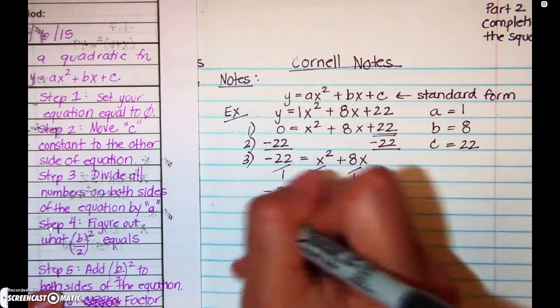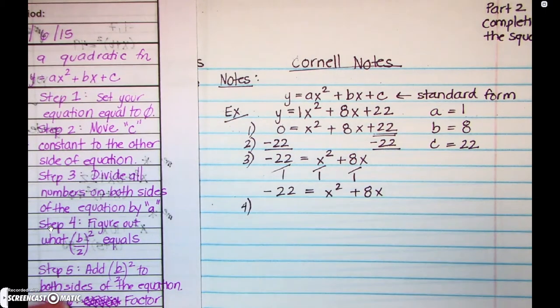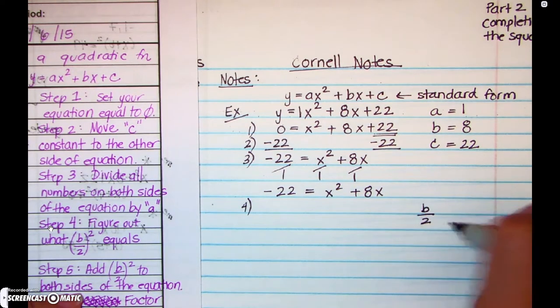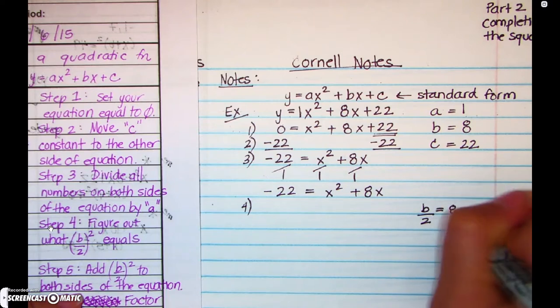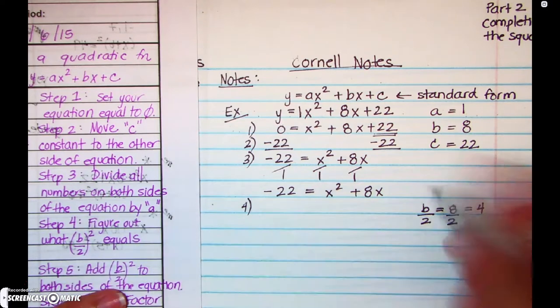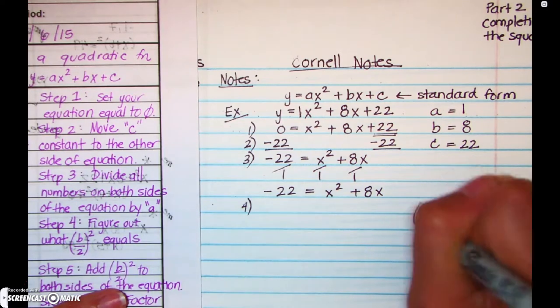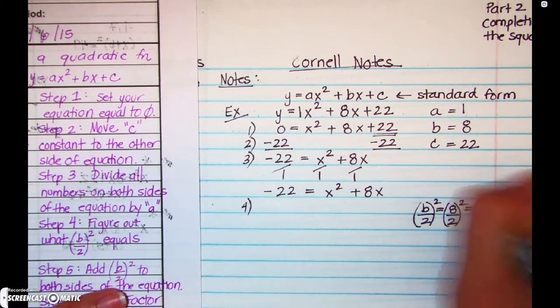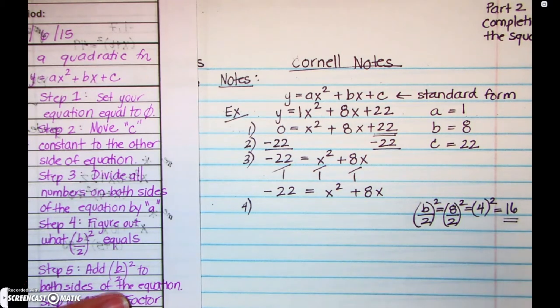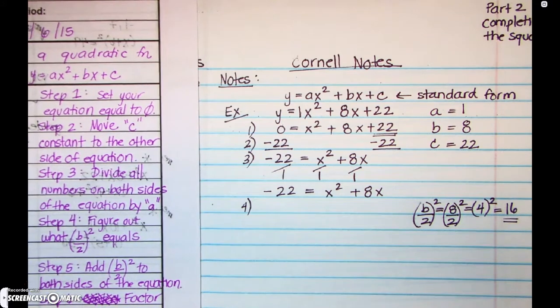And now we're on step 4, which is to figure out what b divided by 2 equals. So b divided by 2 is 8 divided by 2, and 8 divided by 2 is 4. If I need to figure out what b divided by 2 squared is, that means I need to square my fraction, and in this case my fraction ended up being 4, so 4 times 4 is 16. This is the term that I'm going to add to both sides of the equation.